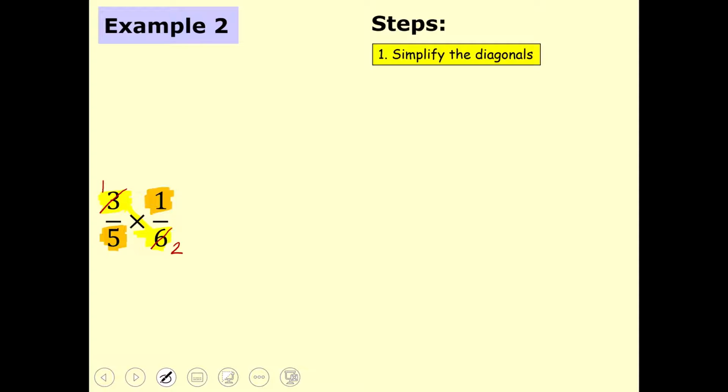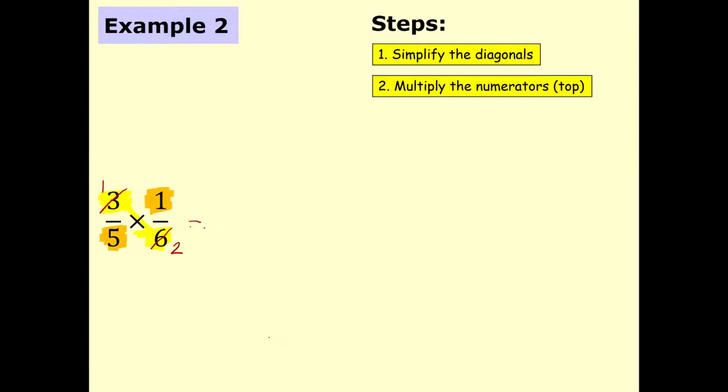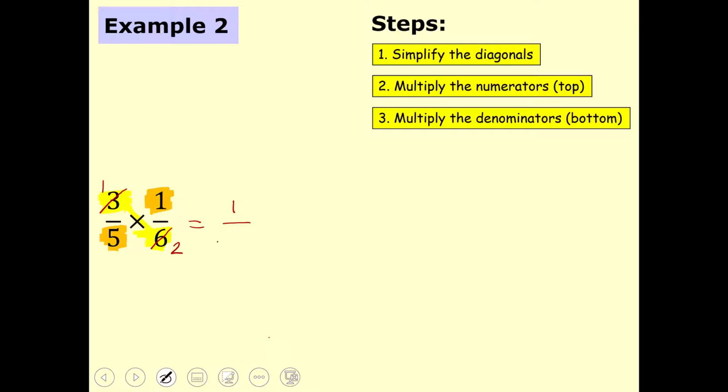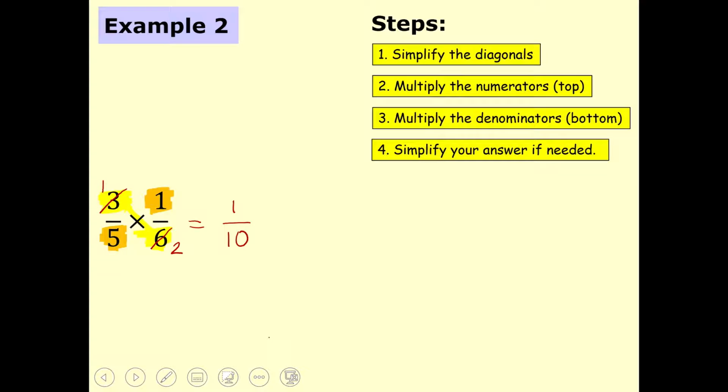And now we can move on to our second step, which is to multiply our numerators together. So we've changed that 3 to become a 1. So 1 times 1 is 1. And then, onto our third step, 5 times 2 is 10. The last step is to make sure, can we simplify it? Which we cannot, so that is our final answer.